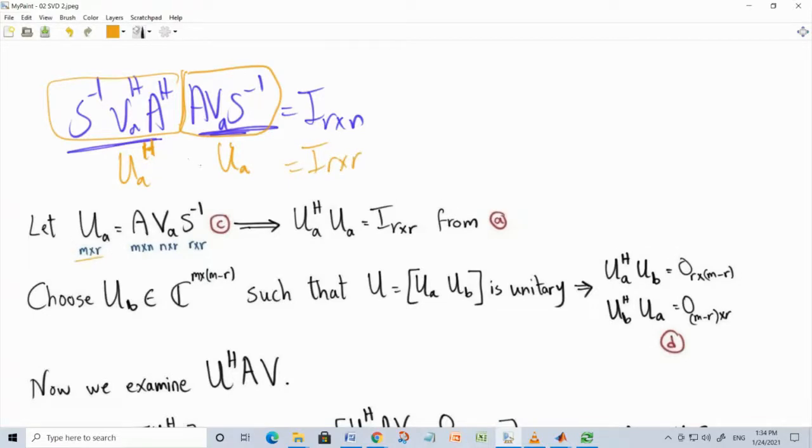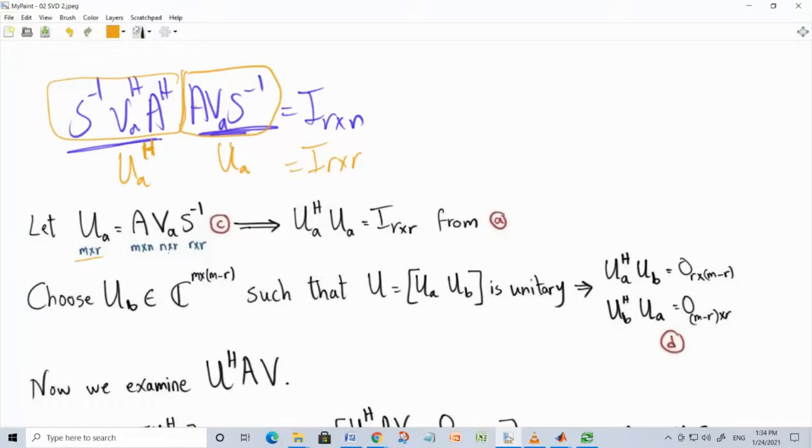Since UA Hermitian UA is equal to I R by R, the columns of UA are orthonormal. The inner product of a column with itself is 1, and with another column is equal to 0. Here is where matrix U enters into the picture, and it is related to matrix V. So UA is A VA S to the minus 1.